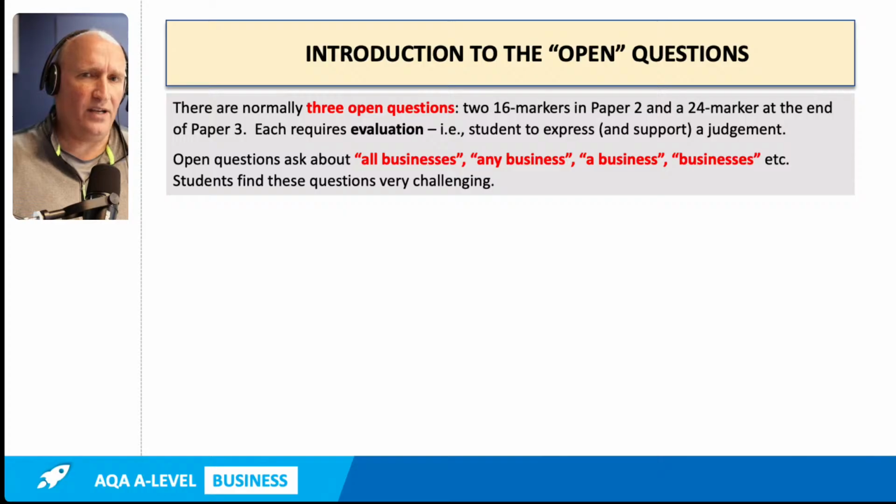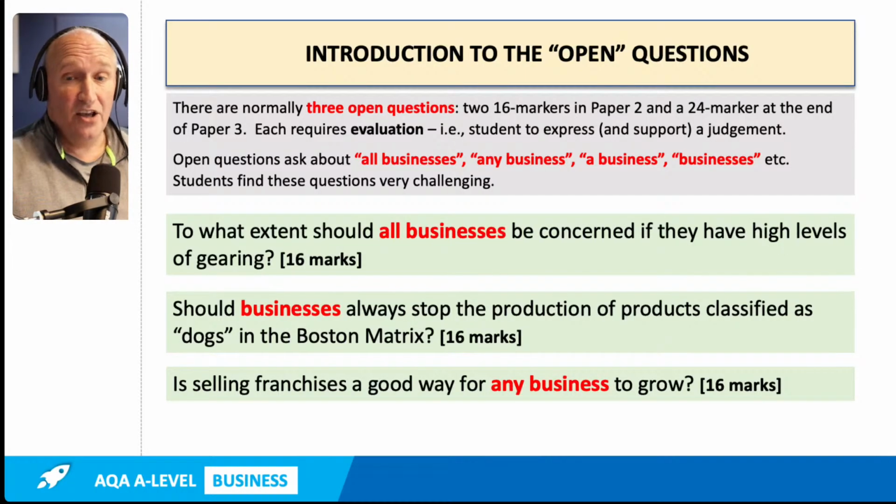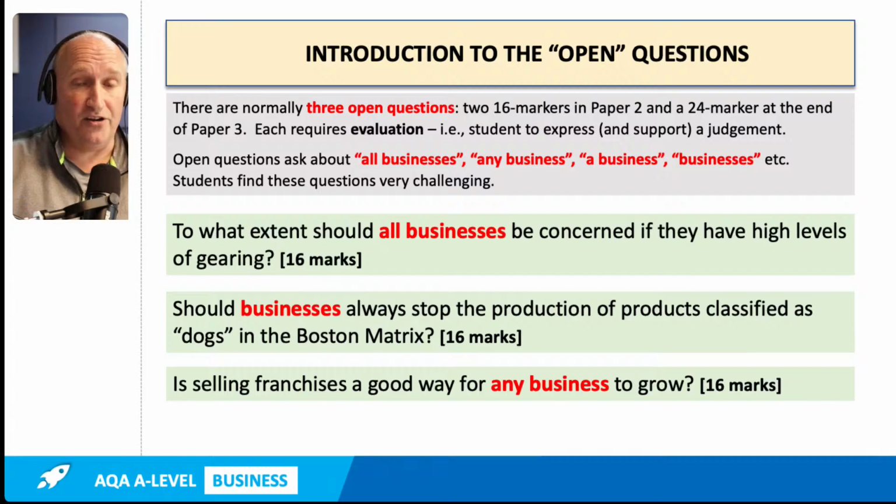The question is inviting you to go beyond the case study that you're given. I've put some examples on screen of 16 mark open questions that have appeared in recent exam papers. You might recognise some of those if you've had a go at the 2021 and 2020 papers. That bottom one there: is selling franchises a good way for any business to grow?